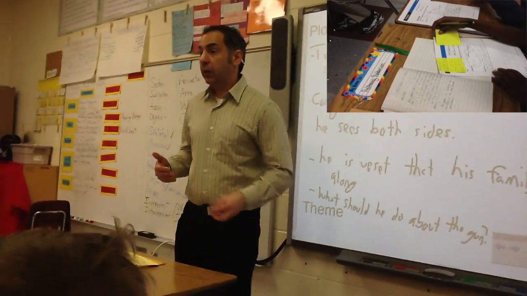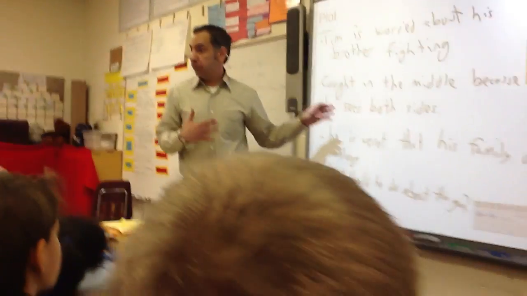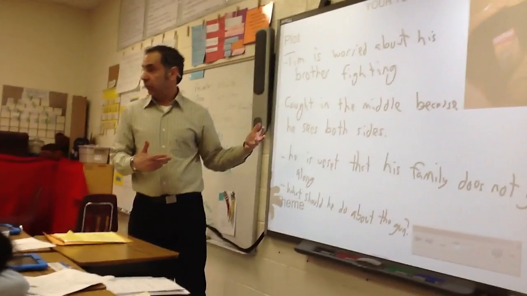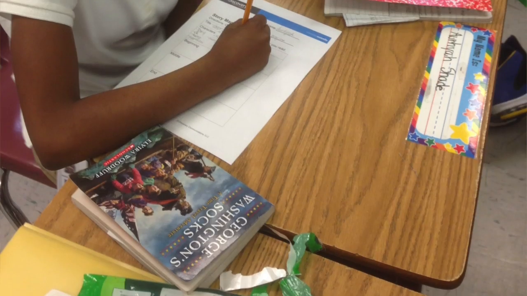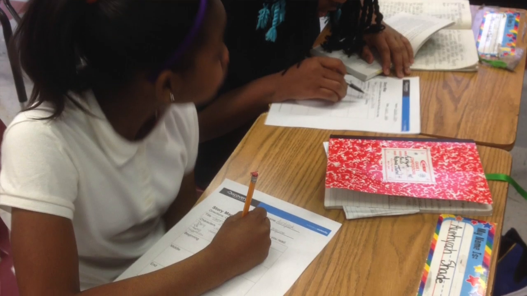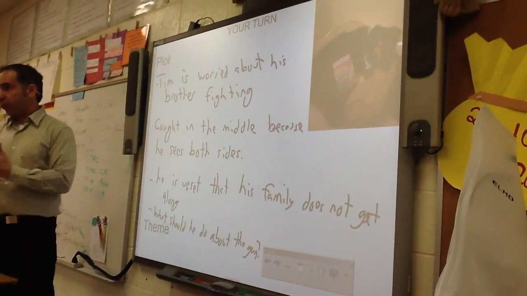What should Tim do about the gun? So this is what's going on in my book right now. I wrote down some points of what's happening in the story. I didn't make a paragraph. I didn't waste a lot of time on it. I just wrote down some very important facts about how this story is moving along.